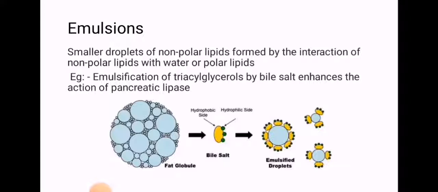Then what is emulsion? These are smaller droplets of non-polar lipids formed by the interaction of the non-polar lipids with the water or polar lipids. So emulsification of triglycerides by bile salt enhances the action of the pancreatic lipase. By breaking down such bigger fat globules, these bile salts enable them to form smaller emulsified droplets, so that the pancreatic lipase active site comes into play, which leads to the digestion of the fats.